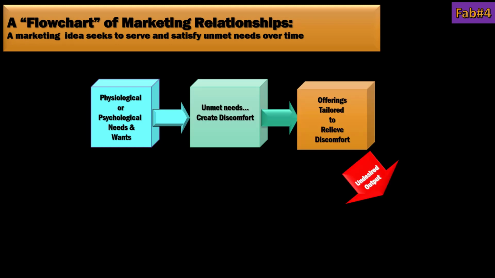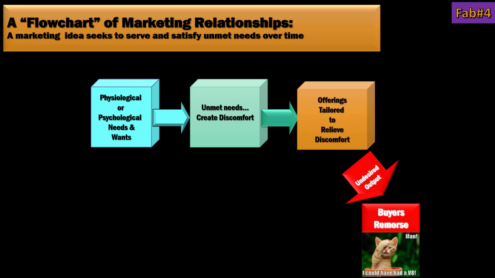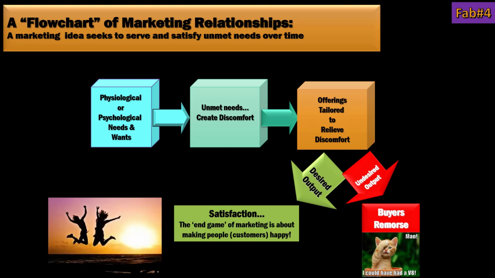Some of the outputs of that effort that are associated with relieving discomfort is that you can end up with an undesired output. And that undesired output is that once a customer has bought your product, they may feel this idea that they should have bought something else. So that's the idea of buyer's remorse. I bought your product, I could have had something else, right? So the desired output, of course, is the idea of achieving satisfaction. That's the end game of marketing. So marketers are trying to satisfy customers by delivering products that meet the needs that they sought to achieve.